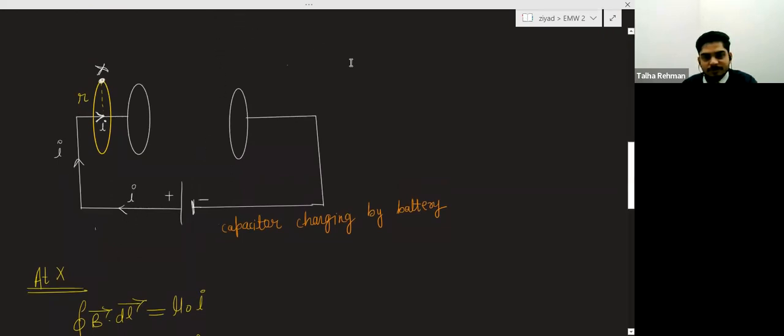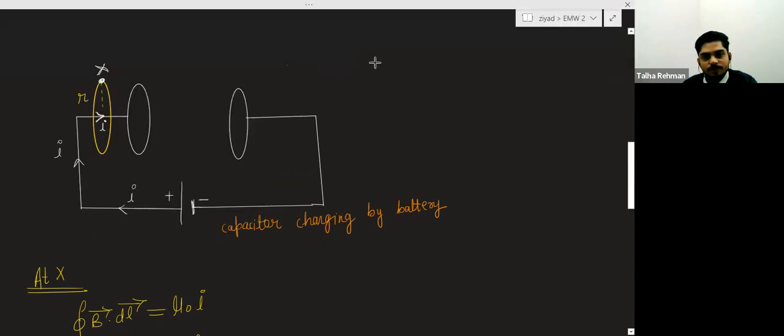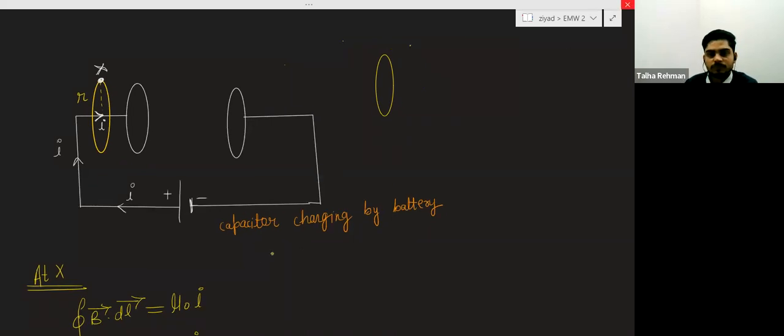Till here, it's all fine. Now I am taking another loop in between the plates of the capacitor.